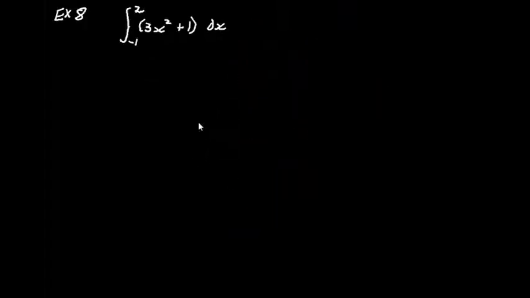So looking at another example here, we've got the antiderivative of 3x squared plus 1 between minus 1 and 2. So again, first step, just work out what the antiderivative is. Adding 1 to the power and dividing by the new power will give me x cubed, and then plus x, between minus 1 and 2.